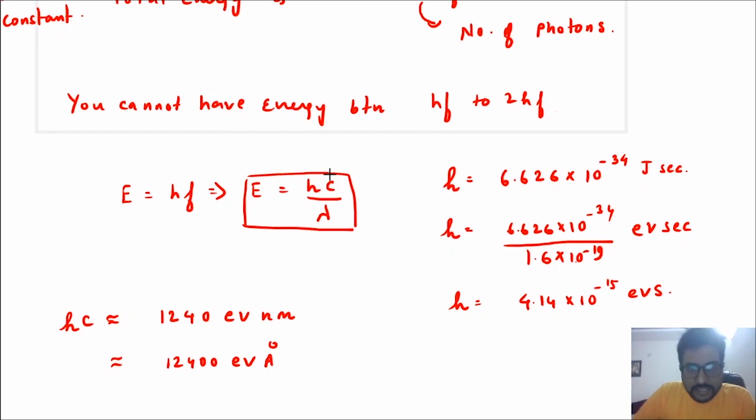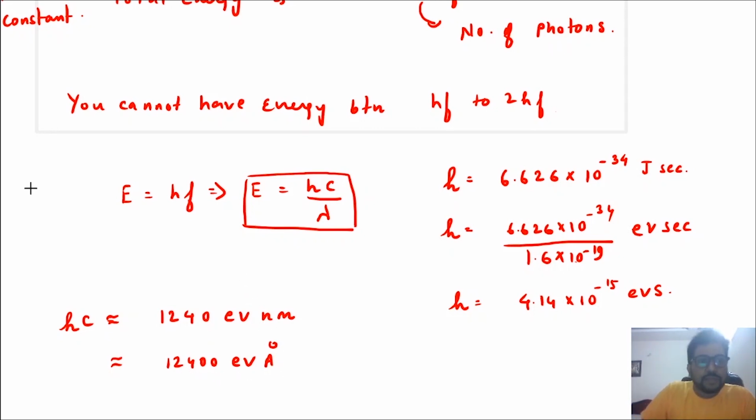Now h is a universal constant. c is also a constant, the speed of light in a vacuum, and the product of h and c will also be a constant. Now we will remember the value of the product of h and c. So the product of h and c is nearly equal to 1240 electron volt nanometer. So remember the units also. hc is equal to 1240 in electron volt nanometer, and it will be 12400 electron volt angstrom.